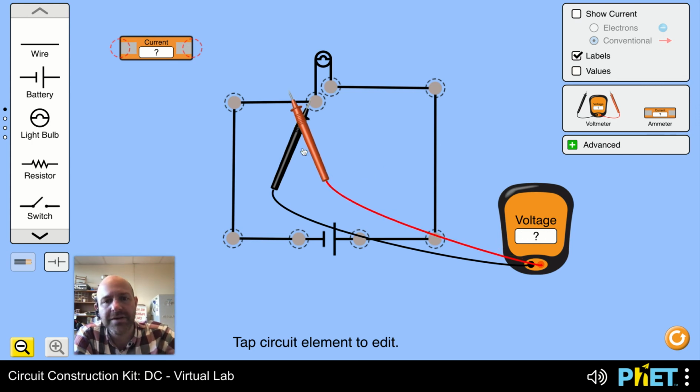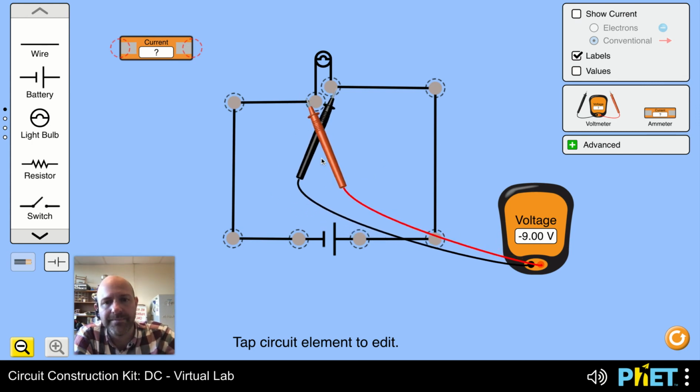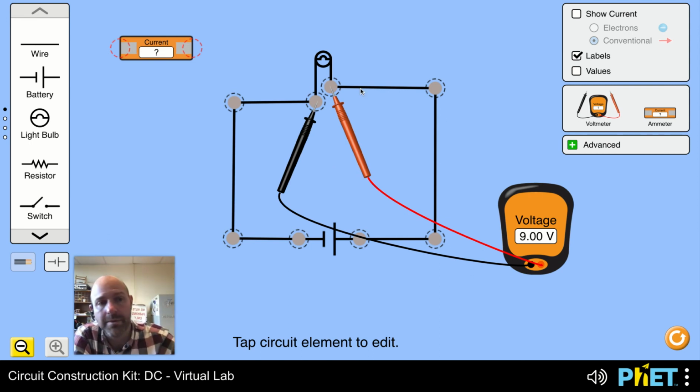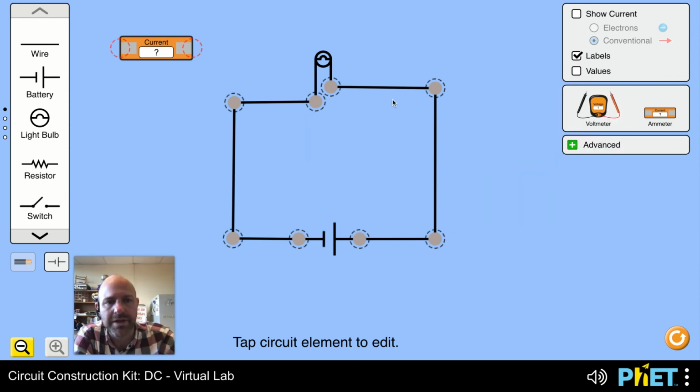An interesting thing is if I swap these probes, you will get the opposite, negative. Normally, we're just interested in the magnitude of the voltage, how many volts, how much energy per coulomb of charge is dropped across that. So that's how the voltmeter works. You can put that away.